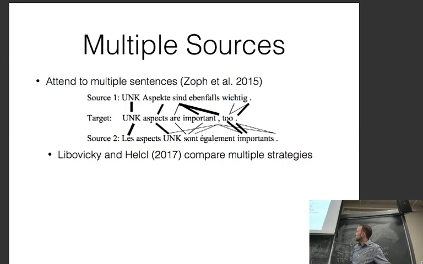There's a comparison of multiple strategies. So do you want to do this by just concatenating the sequences together and attending to all of them as one big sequence? Do you want to do it in a hierarchical fashion, et cetera? So that's good if you're interested in this.